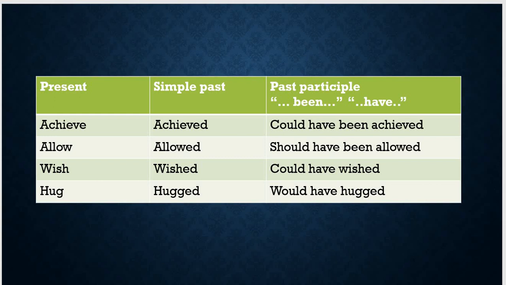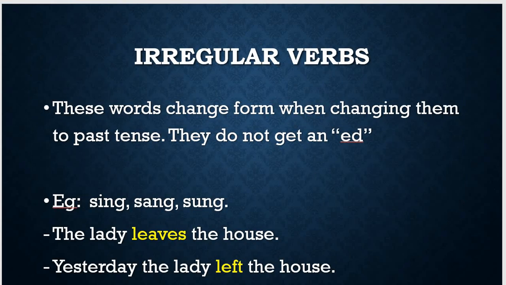But if we look at the past participle, that means the word been or have is included. So I achieve, yesterday I achieved, or it could have been achieved. I allow, I allowed, it should have been allowed. I wished, could have wished. The difference is these words in the simple past and the past participle are the same. Hugged, wished, allowed, achieved. And the difference over here is that it is just adding of an ed. These are regular verbs.